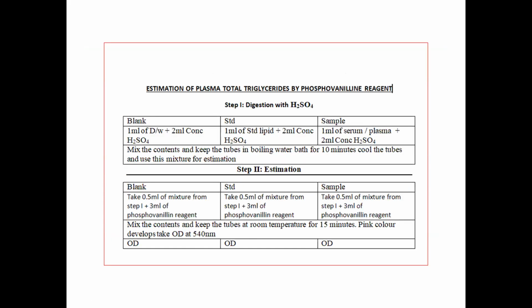Now next, the practical estimation of plasma total triglyceride by phosphovanillin reagent. Here also you will prepare 3 test tubes, students. 1 ml of distilled water and 2 ml of concentrated H2SO4, sulfuric acid, in the blank test tube; 1 ml of standard lipid and 2 ml of concentrated H2SO4 in your standard; 1 ml of serum or plasma and 2 ml of concentrated H2SO4 in 1 test tube. These 3 test tubes you keep in the boiling water bath for 10 minutes so that the digestion of that particular lipid will happen with the acid.